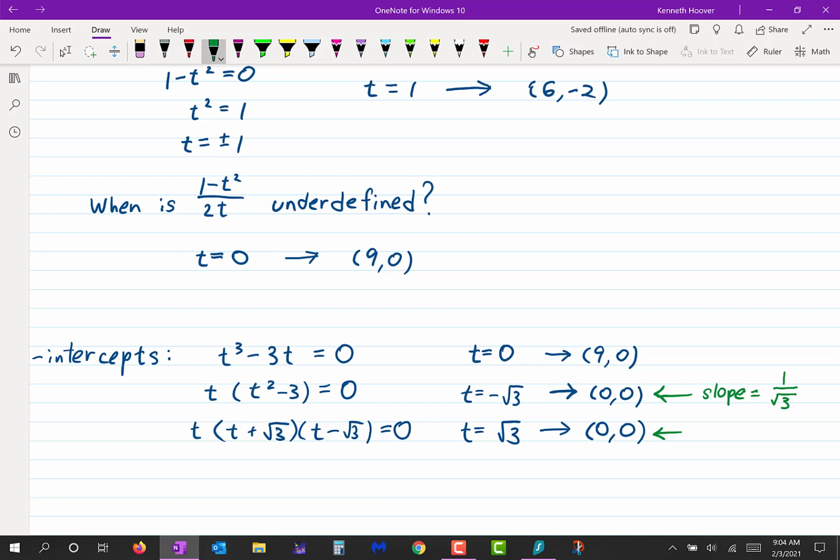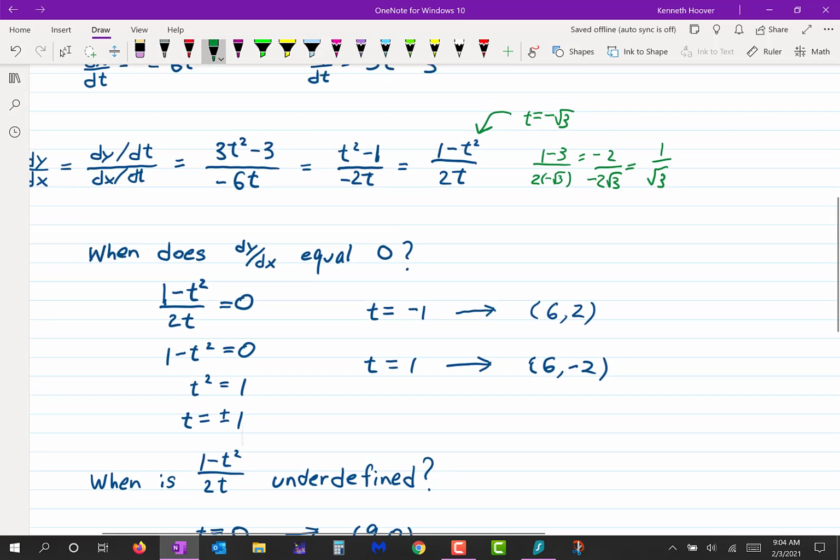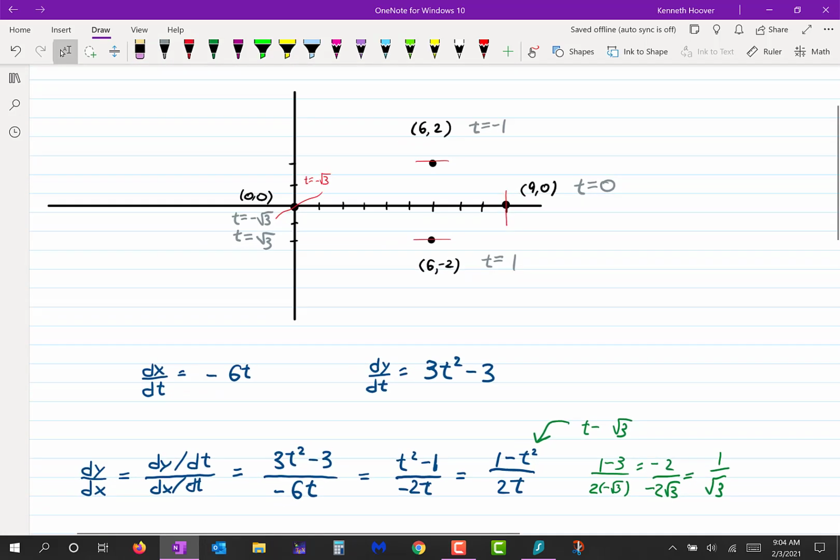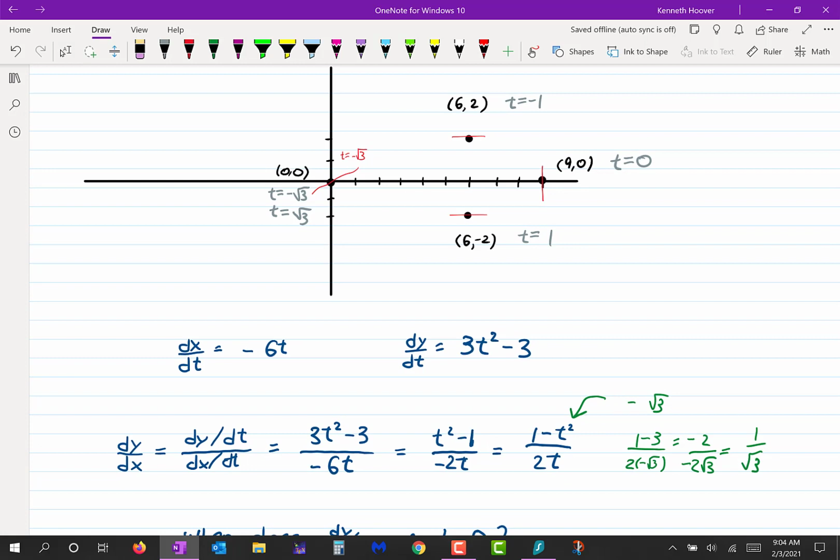Okay, now let's do the same thing. When the graph goes through that point, the second time is when t equals positive square root of 3. So let's erase that negative sign then. Sorry. Maybe I should have just erased everything and rewrote it. There we go. So what do we end up with? We end up with negative 2 over 2 root 3, so that's negative 1 over root 3.